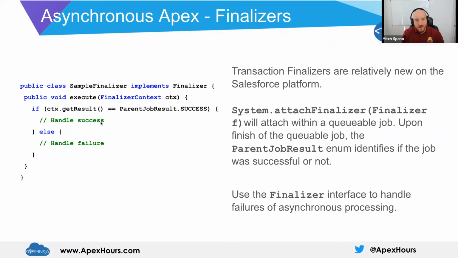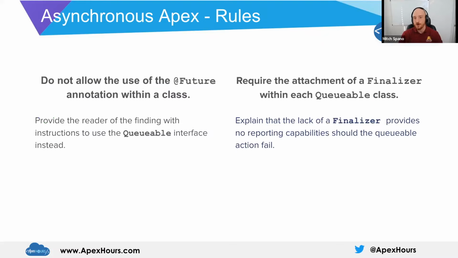So these are some of the things that have developed over time on the Salesforce platform as best practices for asynchronous Apex processing. And there are really no out-of-the-box PMD rules that say, hey, use of a future annotation should probably not be done. Maybe let's use the queueable interface instead. Or hey, when we're using a queueable, let's attach a finalizer to make sure that we can detect when something goes wrong during a queueable's invocation. So those are some of the rules that we're going to be talking about today.